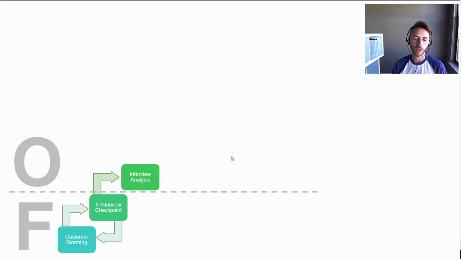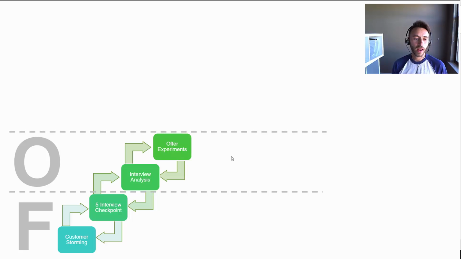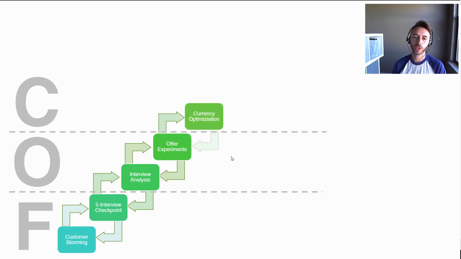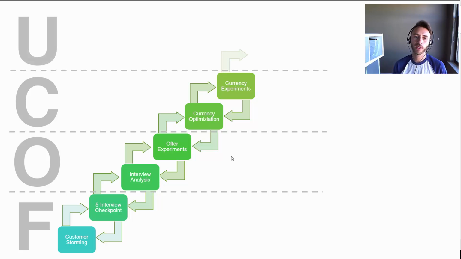And in offer testing, you did your interview analysis and you did your offer experiments to determine if you could get people to actually respond to your offer. And then after that, you went to currency experiments, where you were optimizing your currency and actually running your currency experiments. And of course, throughout the entire way, you were going back to earlier phases in the process as necessary to go and tweak your offer or your currency or even your customer segment. Finally, you made it up to utility testing, and there you did your utility experiments, and then you optimized your lifetime value and the K-factor or your viral coefficient.